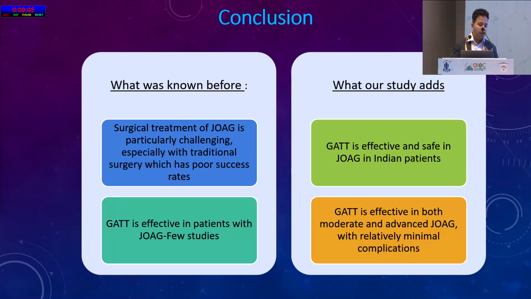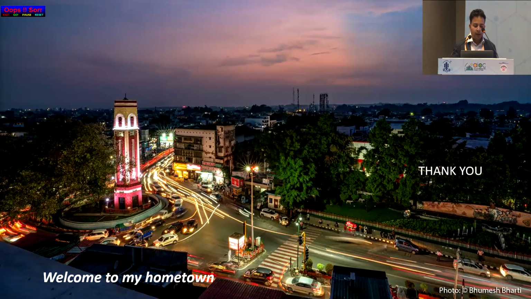Conclusion: what we already know is that surgical treatment of JOAG is challenging, and especially traditional surgery has poor success, whereas GAT is effective in patients with JOAG, with few studies. What our study added is that GAT is effective and safe in juvenile open-angle glaucoma in the Indian population, and it is effective both in moderate and advanced juvenile open-angle glaucoma cases, with relatively minimal complications.